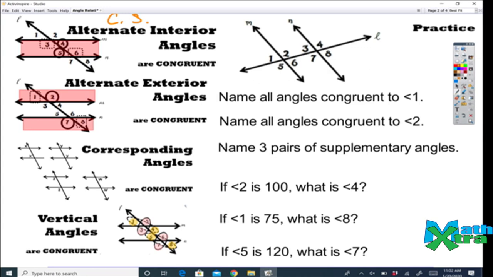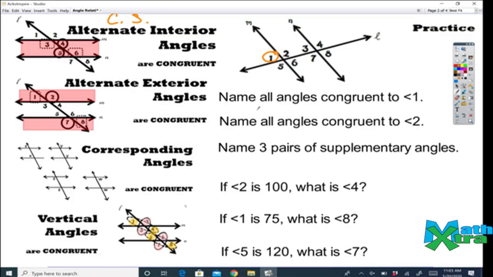So the first question says, name all angles congruent to angle 1. So this is angle 1. Now, I want y'all to listen to me real quick. There are many ways that we can go about finding the relationships because these angles are intertwined all over the place. And so I'm going to show you one way, but it's not the official way. You may see another type of relationship to get the same answer that I'm going to get, okay? So let's look here.